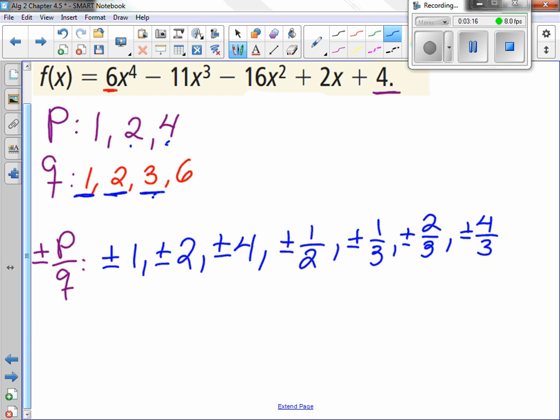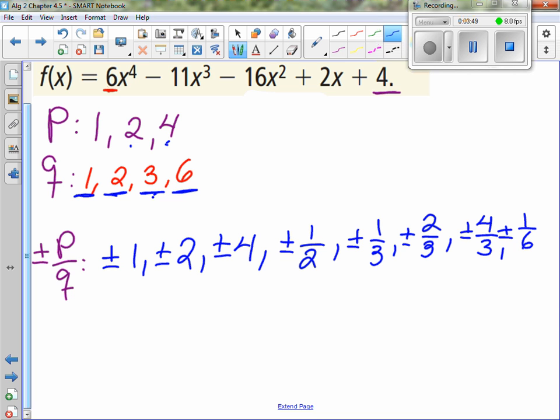So we've got almost all of them. We just need to do 6. So we'll have plus or minus 1/6 for sure. And then we would do 2 divided by 6, which would be, well, not 3, it'd be 1/3, which we do have, and 4 divided by 6 would be 2/3. So these are all the possible rational zeros that we could have for this function here.